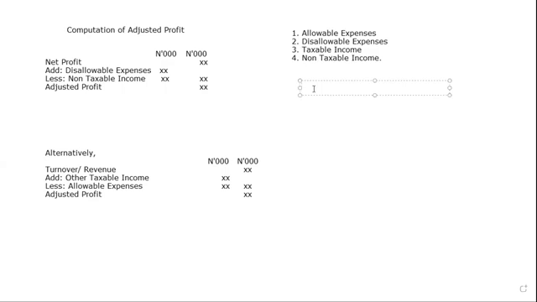Then the next one we have is non-taxable income. So what is non-taxable income now? Non-taxable income are those incomes that, one, are capital intensive. Capital intensive income.